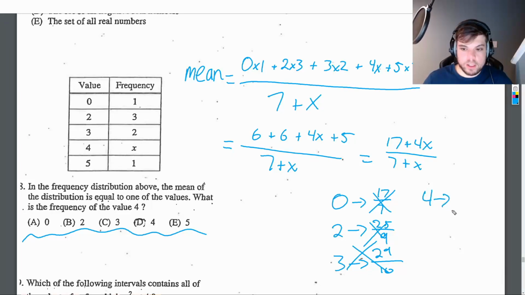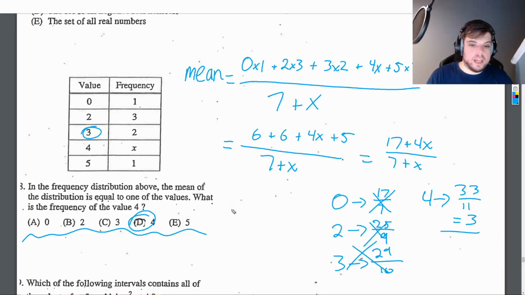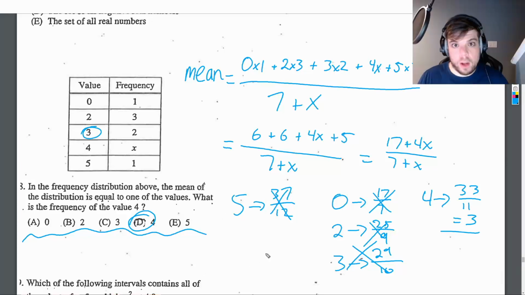So we'll try 4. 4 implies 33 over 11, which is equal to 3. And what do you know? That is one of the values. So this means that the answer is D, 4. And just for the sake of it, we'll try 5. 5 implies 37 over 12, which again is not an integer, definitely not up there. So the answer is D, and that's why. Back to the regularly scheduled programming.